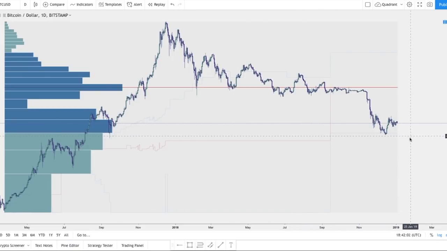If it slow bleeds down into there and there isn't a reaction, then we're probably going to be ranging down in the 2000s for some time as well. But if this recent price action and volume that's stepped into the market is any indication, I tend to lean towards anything below 3K being more likely than not a temporary thing.